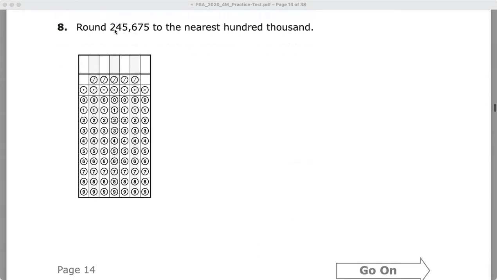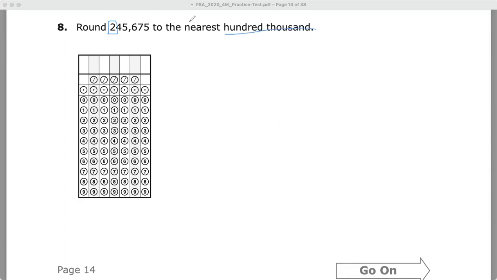Okay, round 245,675 to the nearest 100,000. So here's another place value. The 5 is in the ones place. The 7 is in the tens place. The 6 is in the hundreds place. The 5 is in the thousands place. The 4 is in the 10,000s place. The 2 is in the 100,000s place.